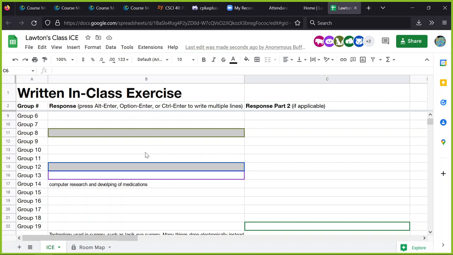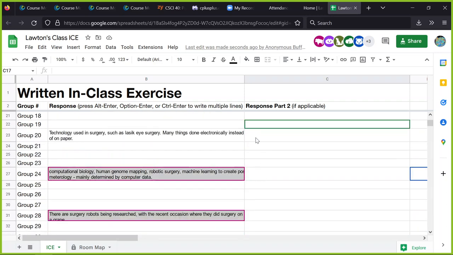So yeah, computer research and developing of medications. That's a very, very recent thing, right? I'll talk a little bit about protein folding, maybe this lecture, if not the end of this one, the next one. But computers are being used to develop medications that might not have been able to be developed without the processing power that we have from a computer, which is really cool. You can simulate how molecules are going to interact with each other inside of a computer, and that just makes it so much easier to try a bunch of possibilities and develop a medicine. So that's a great idea, yeah.